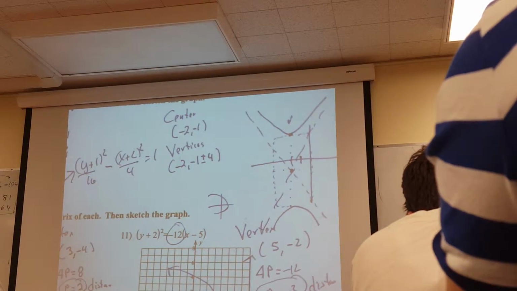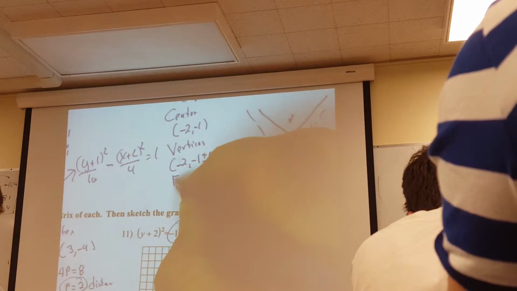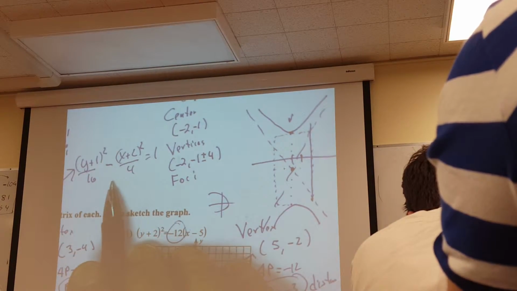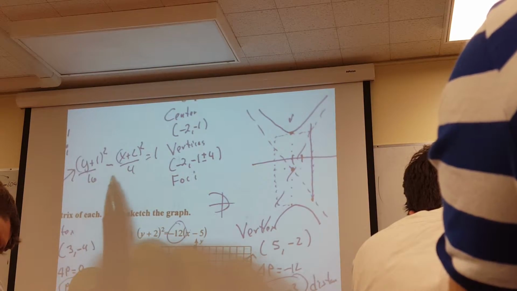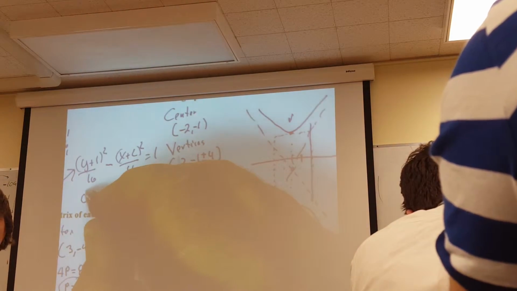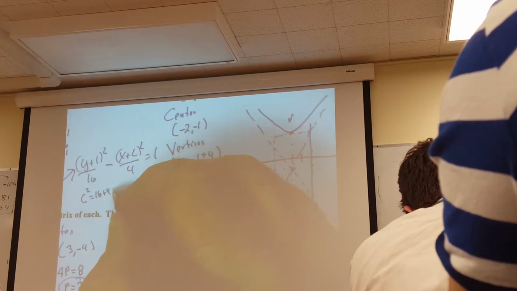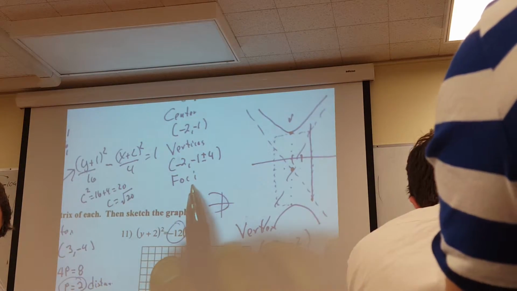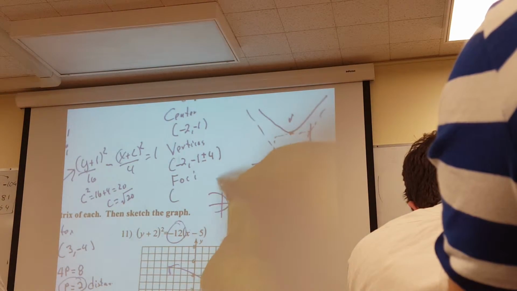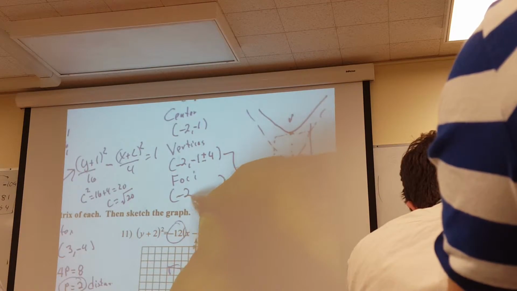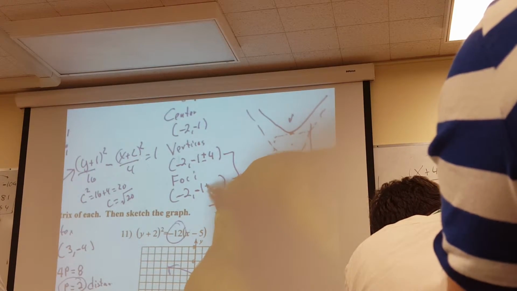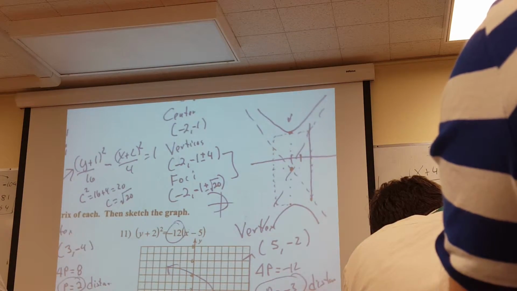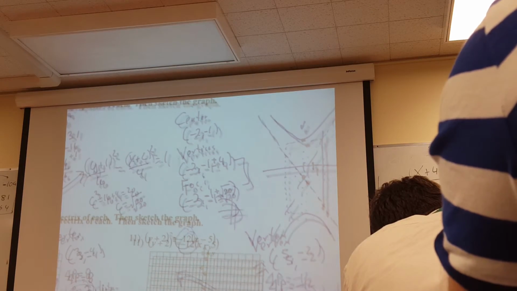You don't have a covertex, you just have the foci. See that 16 and 4, this is a hyperbola. Do we add or subtract them? Add them, right? C squared is 16 plus 4, which is 20. C is the square root of 20. And the foci looks just like the vertices. So it's negative 2 comma negative 1 plus and minus the square root of 20.